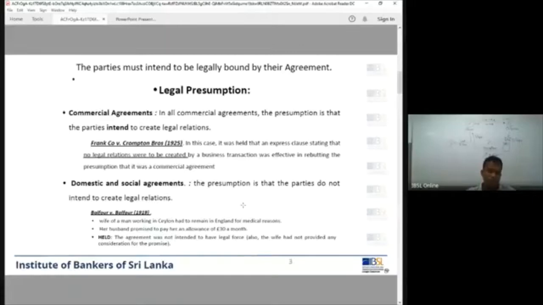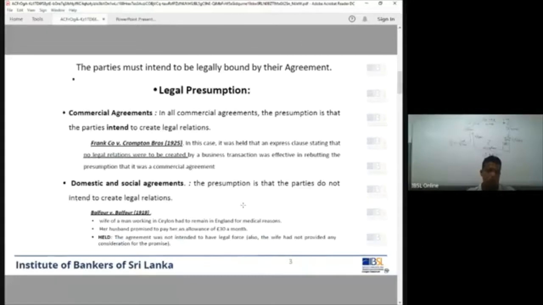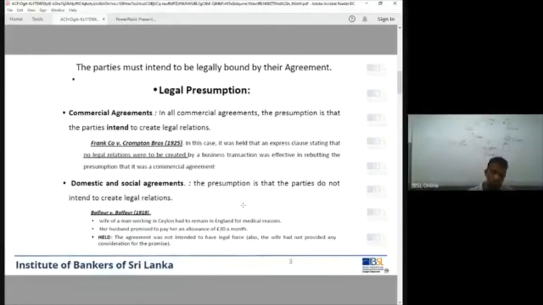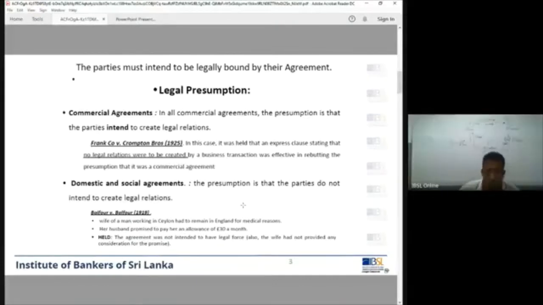If you have any questions from that point, that is element number 2, intention, you can ask now before I go to the next one. Do you have any questions? Okay, since you don't have any questions. No, sir. Okay, right. I'll go to the next one.